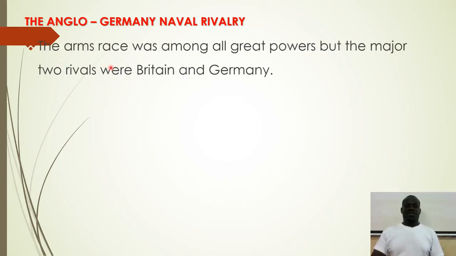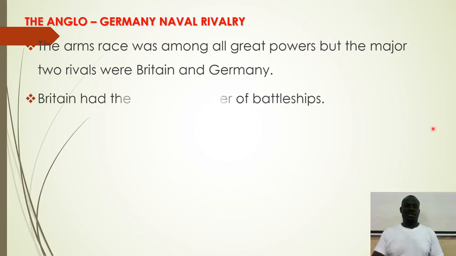The arms race was among all great powers, but the major two rivals were Britain and Germany. So the British and the Germans were the major competitors in the arms race. So how did they compete? Britain had the largest number of battleships. That is a fact. By that time, the British had a lot of battleships.